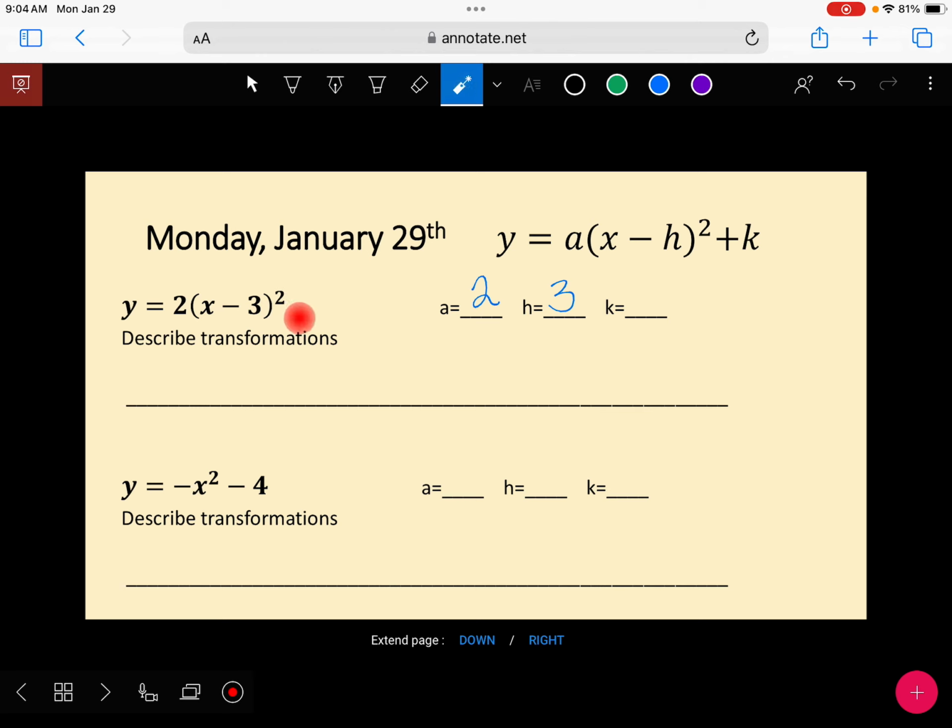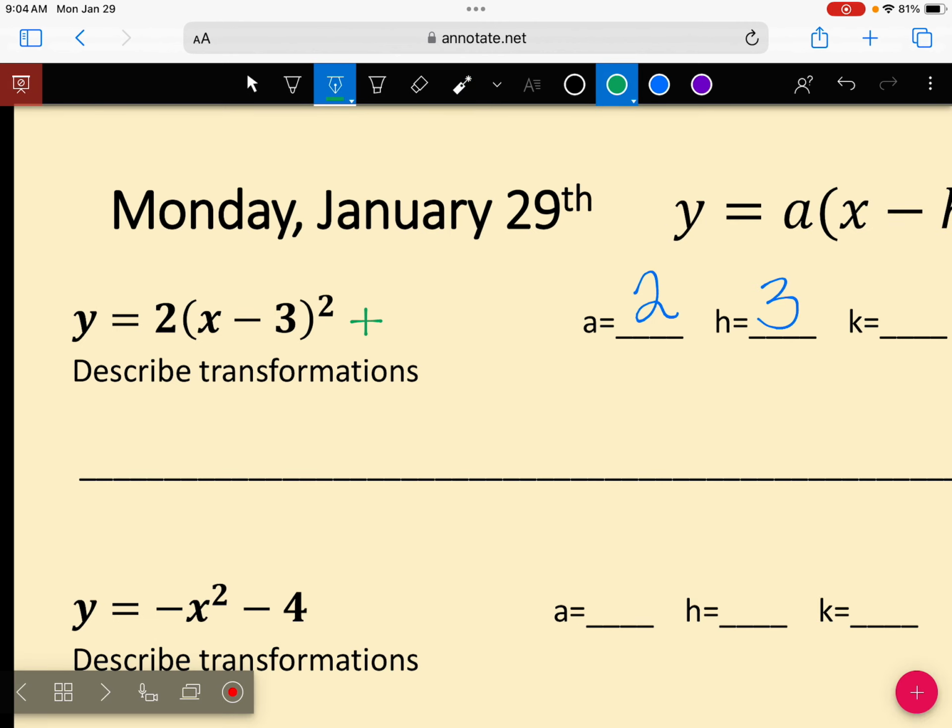And K is the number you see in the back. But we don't see a number back here, right? So what is that number? 0. There's an invisible 0. You can actually add that 0 if you want to.